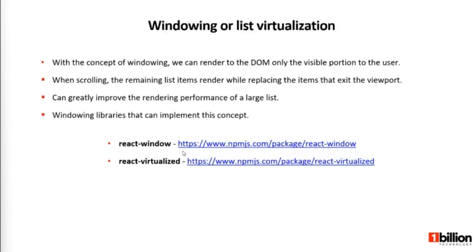So another way to optimize the React app is windowing or list virtualization. Imagine we have an application where we render several rows of items on a page. Whether or not any of the items display in the browser viewport, they render in the DOM and affect the performance of our application. With the concept of windowing, we can render to the DOM only the visible portion of the list to the user. Then when scrolling, the remaining list items render by replacing the items that exit the viewport. This technique can greatly improve the rendering performance of large lists.